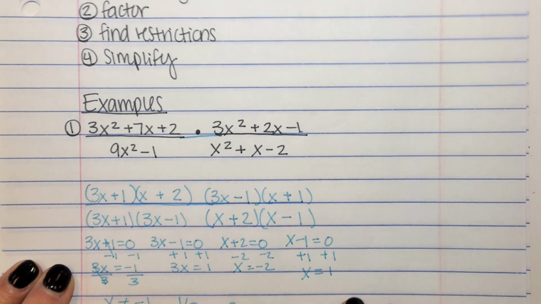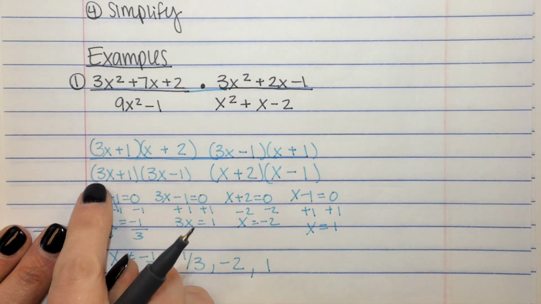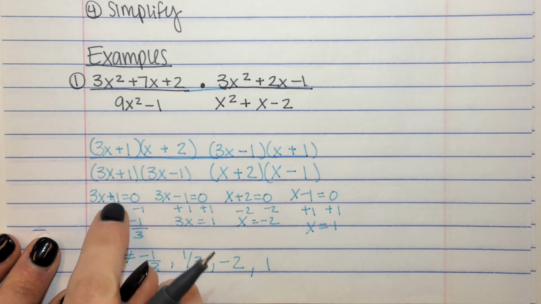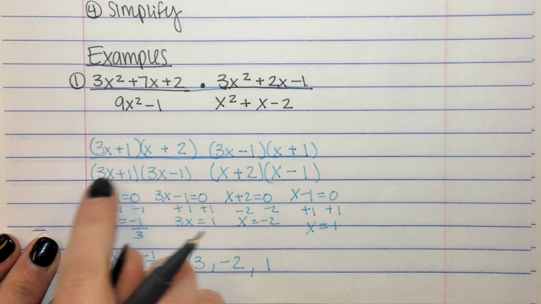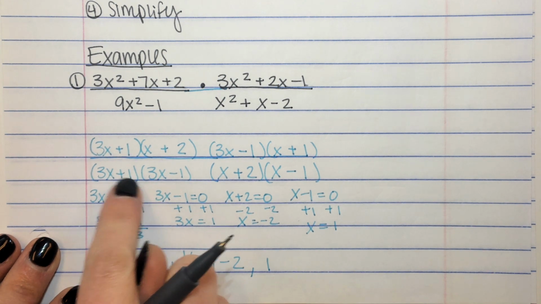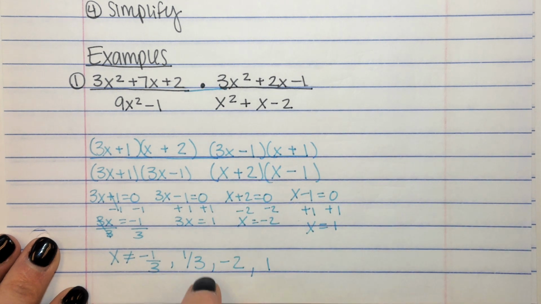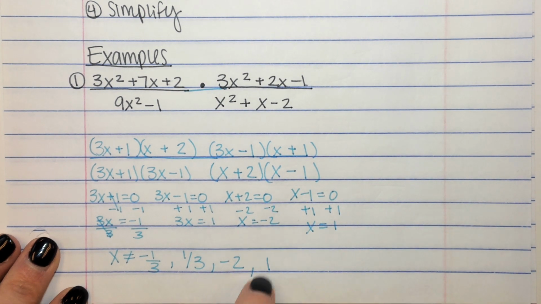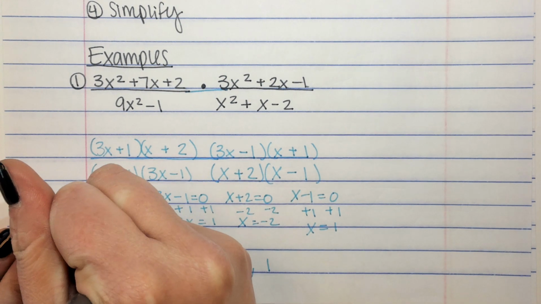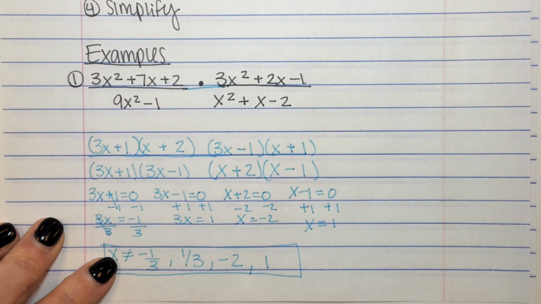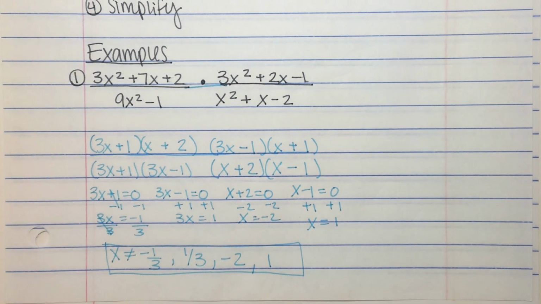And 1. Oh, sorry. So if it looks like a little two-step equation, it's going to be the opposite of the back divided by the front. So negative 1/3, positive 1/3, negative 2, and positive 1. Okay, so there are your restrictions. Again, Math Excel is going to ask for those last, but I went ahead and found them before I simplified.